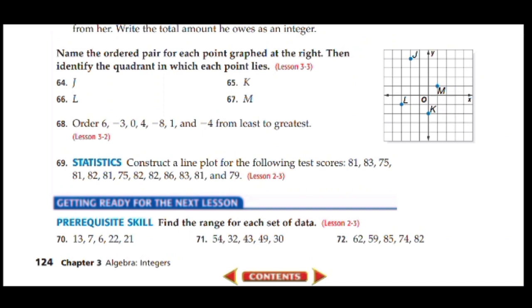69. Statistics. Construct a line plot for the following test scores: 81, 83, 75, 81, 82, 81, 75, 82, 82, 86, 83, 81, and 79.